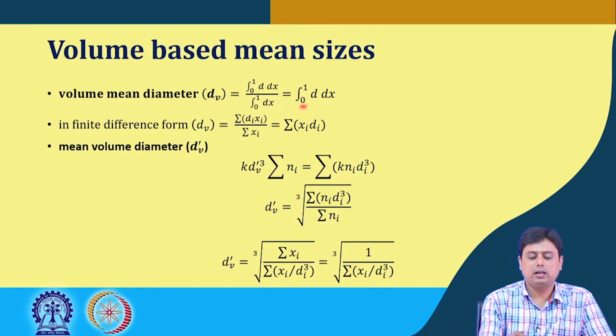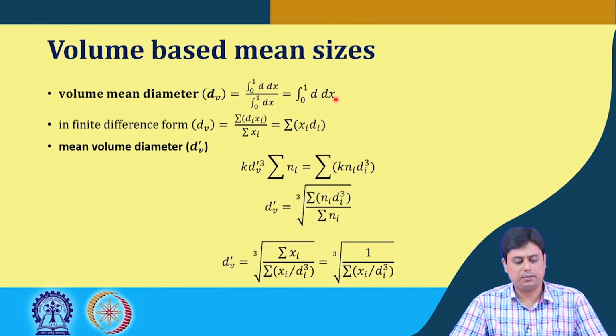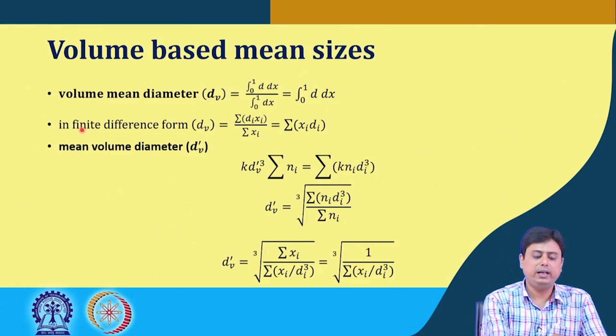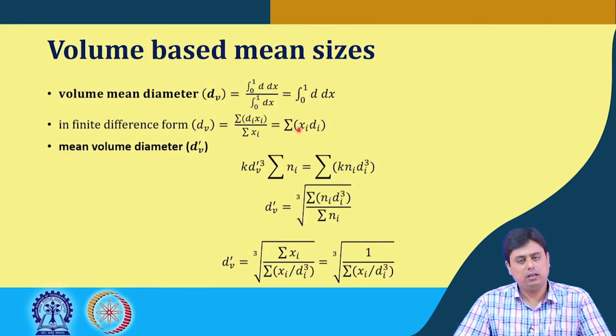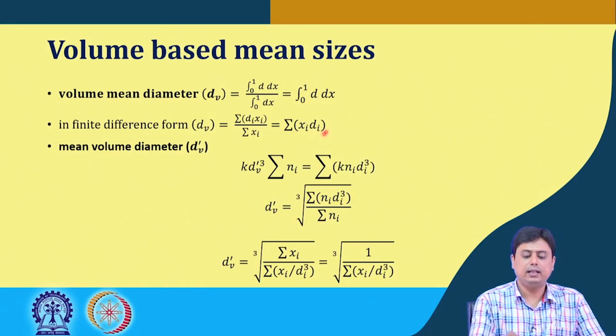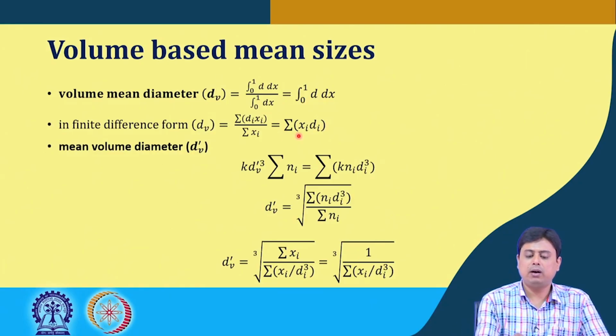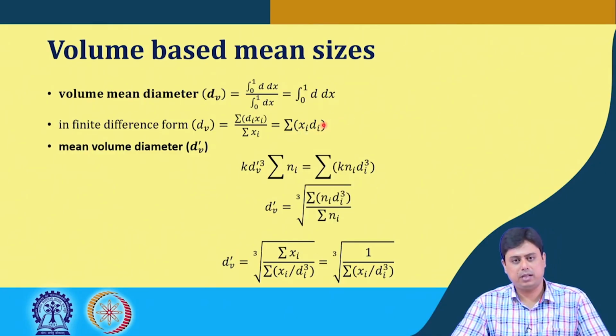So, this definition gives us the volume mean diameter of that sample or collection of particles, which if we write in finite difference form, is the summation of di xi divided by the summation of xi, where again the summation of xi is 1. So, it is basically the mass fraction of a certain size component multiplied by its diameter.